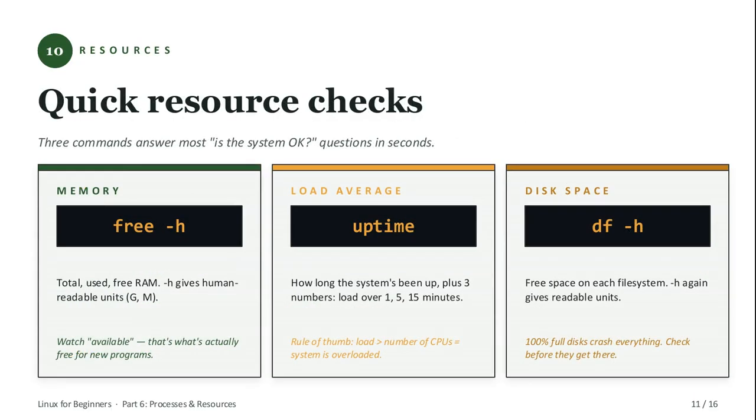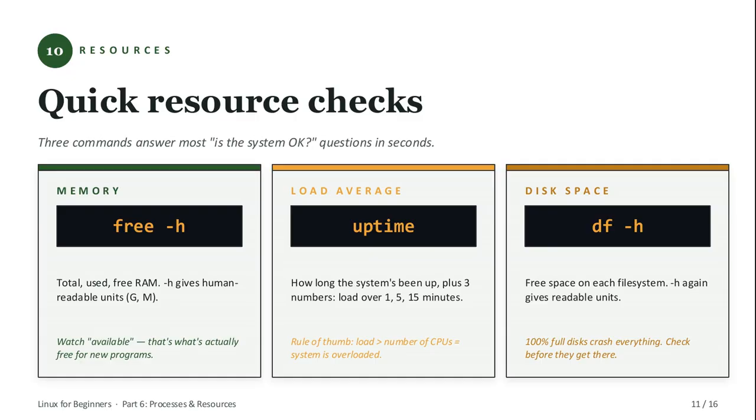Beyond individual processes, you'll often want a quick health check on the whole machine. And 3 little commands cover most of it. free -h shows your memory situation. The column to watch is available, because that's what new programs can actually grab, not the smaller free number.